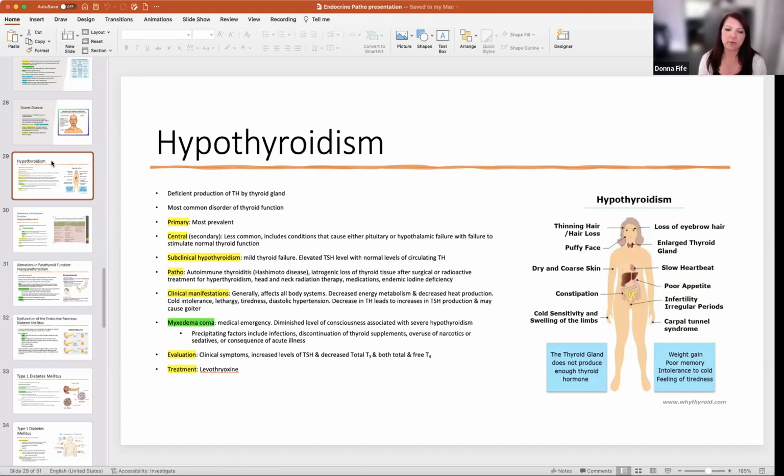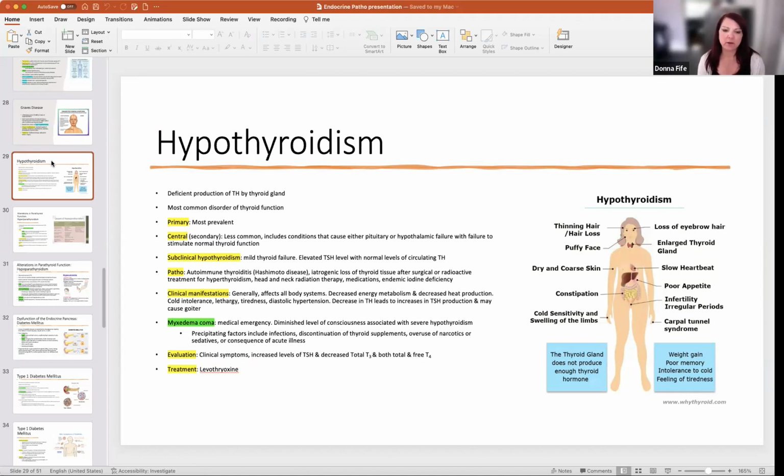Pathophysiology: there's autoimmune thyroiditis or Hashimoto disease, iatrogenic loss of thyroid tissue after surgical or radioactive treatment for hyperthyroidism, head and neck radiation therapy, medications, or it is endemic in iodine deficient diets. Clinical manifestations: generally this affects all body systems. There's decreased energy metabolism and decreased heat production. Patients may have cold intolerance, lethargy, tiredness, diastolic hypertension, and a decrease in thyroid hormone leads to an increase in TSH production and may cause a goiter.